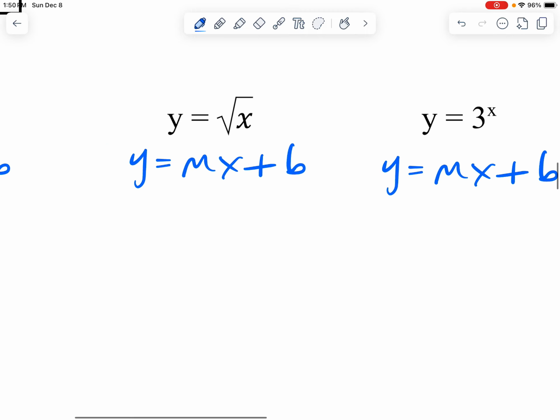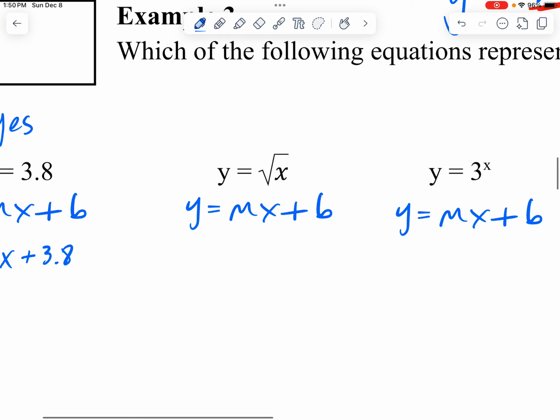Number 2, y equals the square root of x. So in this case, this is not okay. It has to be just x. Okay, we can have something times x. We cannot have the square root of x. So this is a no, because the square root of x is not linear.